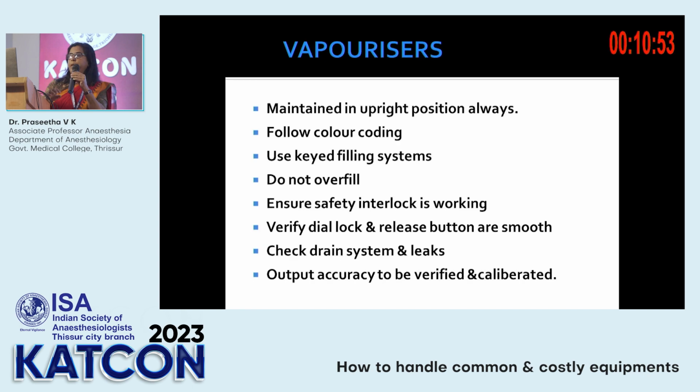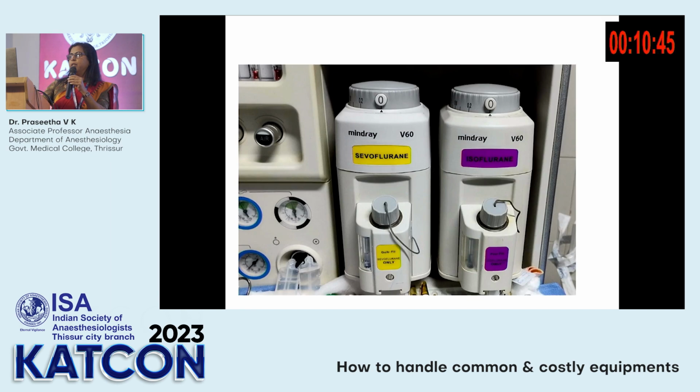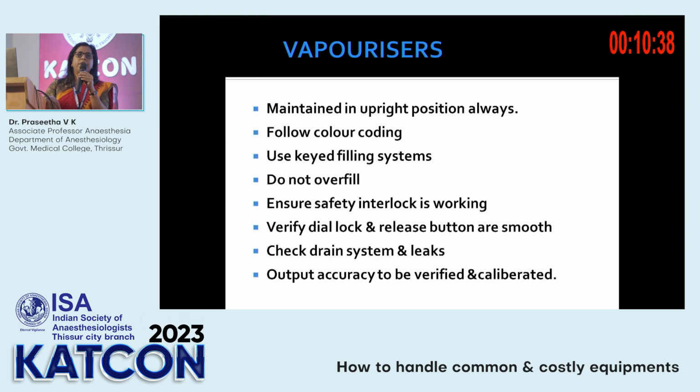So coming to another common part on our machine, which is a vaporizer. You regularly use vaporizers. You can see at times we mount 2 vaporizers on a workstation. Whenever you are shifting, mounting or handling vaporizers, always maintain them in the upright position so that the vaporizer doesn't tip over. Even though our Tec machines have a tipping prevention mechanism, it is recommended that vaporizers during transport, mounting and removal should always be kept upright.